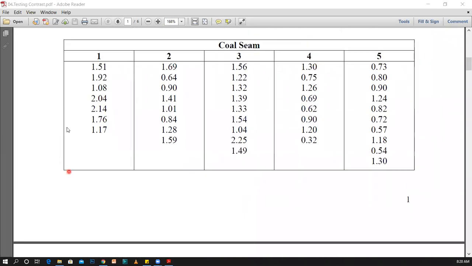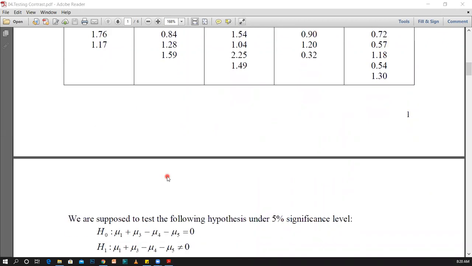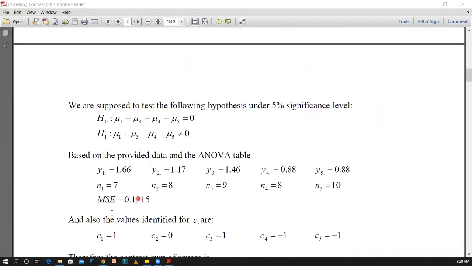Before testing for contrast, first of all, you have to obtain the ANOVA table. In the previous examples, we have defined the ANOVA table and identified the mean square error as 0.1215. Using the previous ANOVA tables, I have obtained these mean values, and based on the data provided, I have identified the sample sizes. Based on the ANOVA table that we have discussed previously, I have obtained this mean square error value as 0.1215.